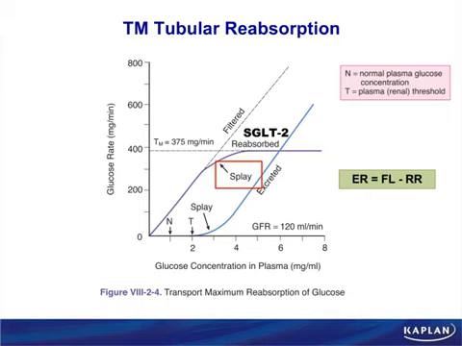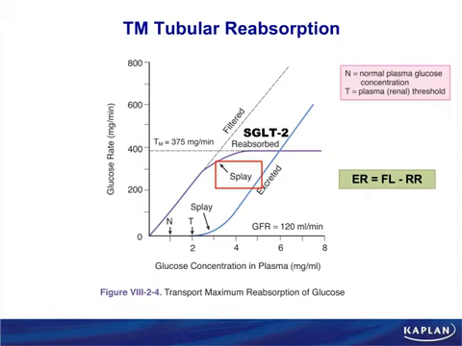The exam is big on you knowing the difference between splay and transport maximum. Splay is a region at which some of the carriers are saturated, so there will be an excretion rate of glucose, number one. Number two, you are not 100% saturated. You are not at transport maximum. So therefore, you can see in the graph, as you increase the plasma glucose concentration, you will see an increase in the rate of reabsorption.